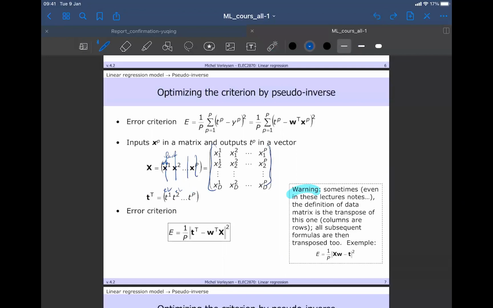Okay, and so when I have this, the error criterion can be simply written as the transposed weight matrix times X, because if I take the weight matrix, transposed, times each row, I have all the targets, and I take the difference. I take the norm squared, and I have the error for all my samples.